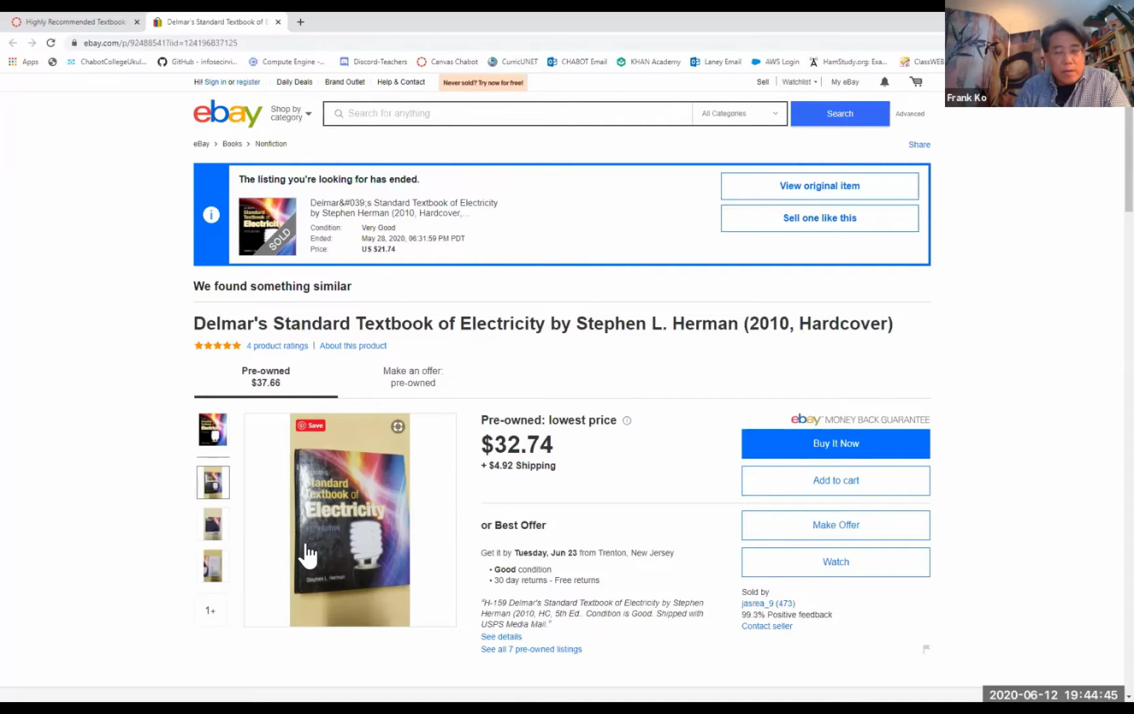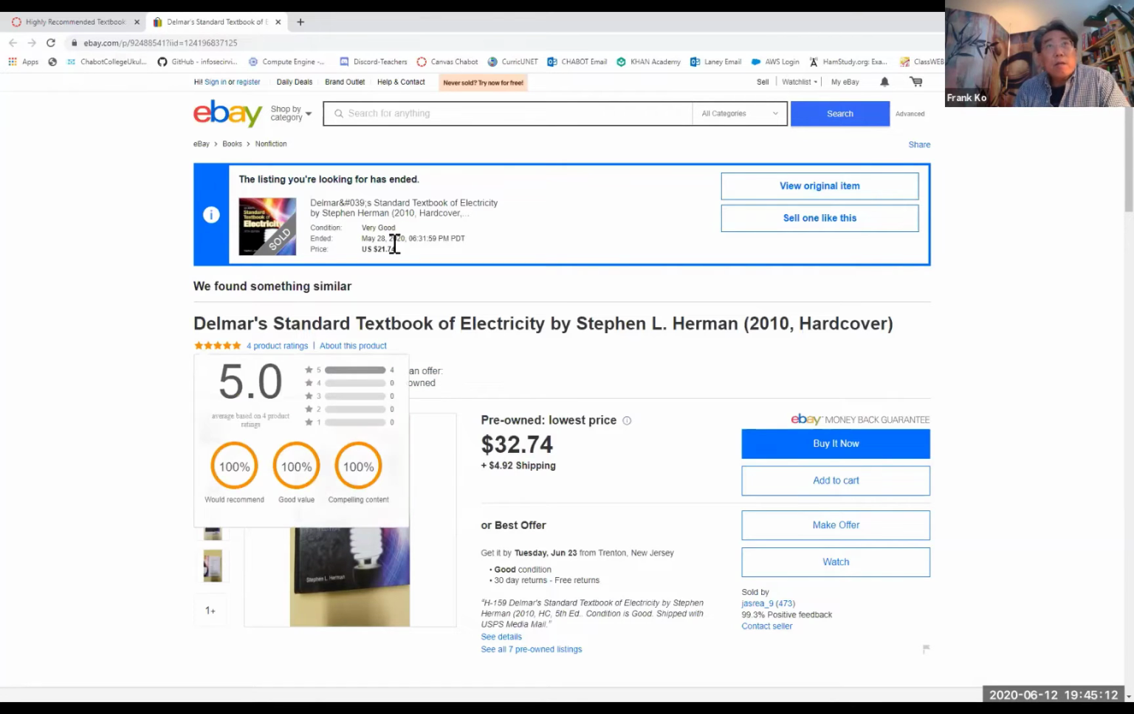I like dog-earing the pages. I like highlighting all of that stuff. And I find that this author's method of communicating information, Professor Stephen Herman, is very effective. He's very easy to read, very easy to understand. So I highly recommend it. Think about that. It is not required, but it is highly recommended.